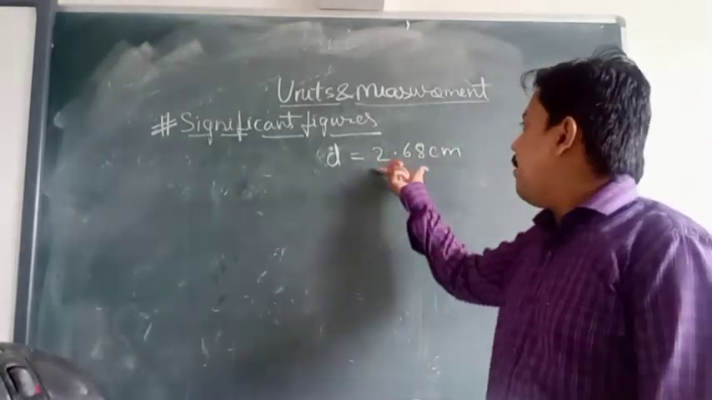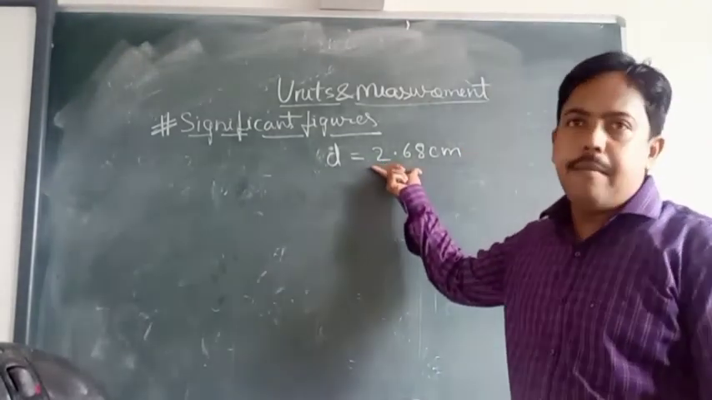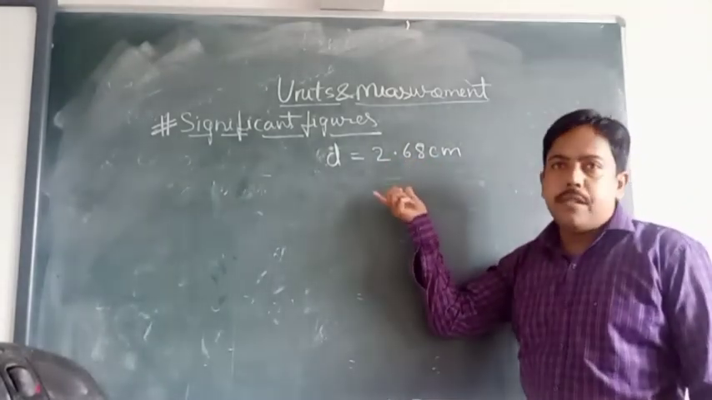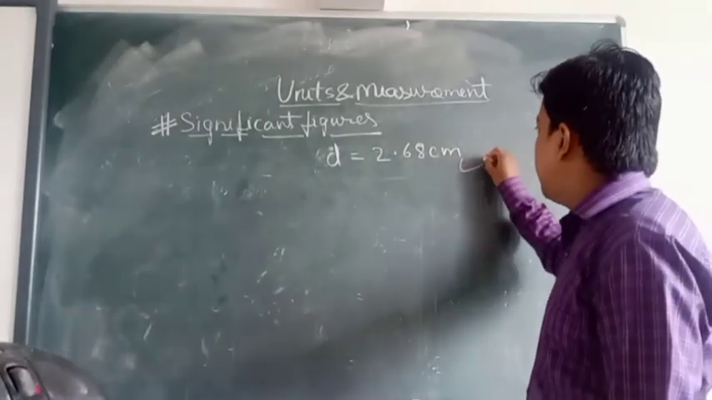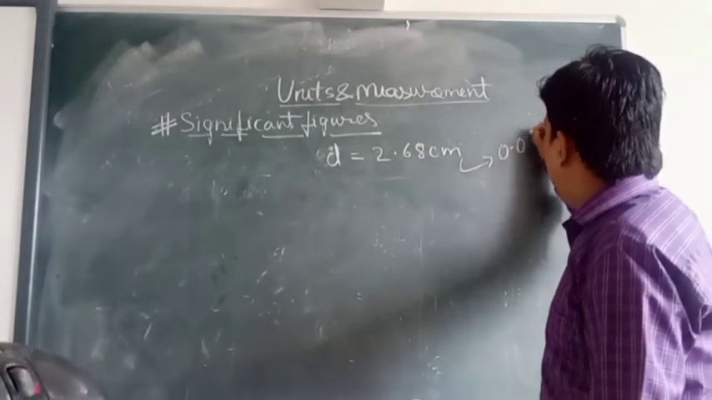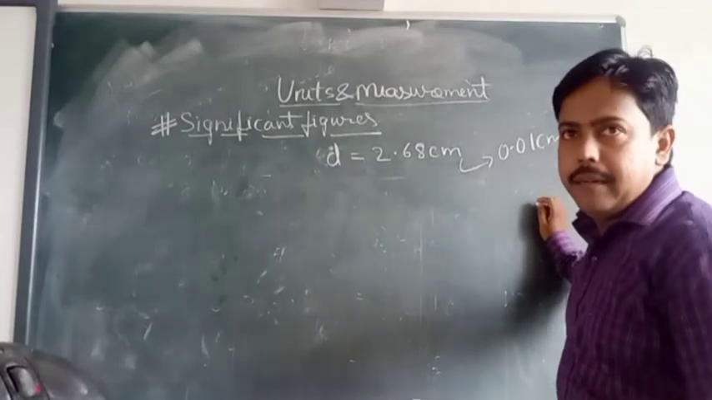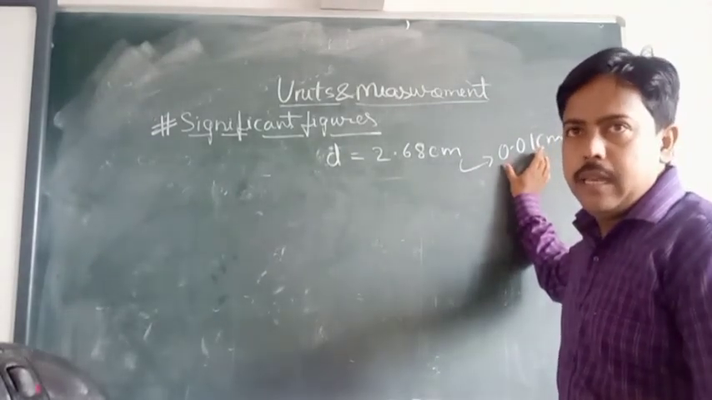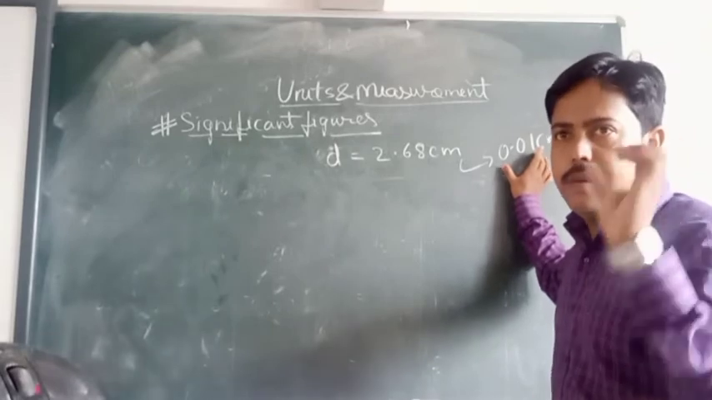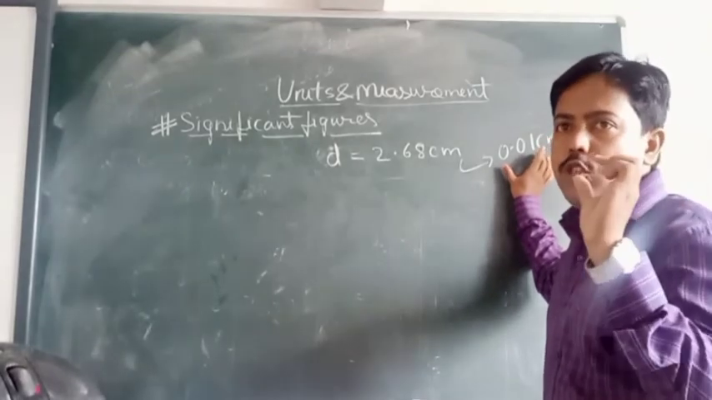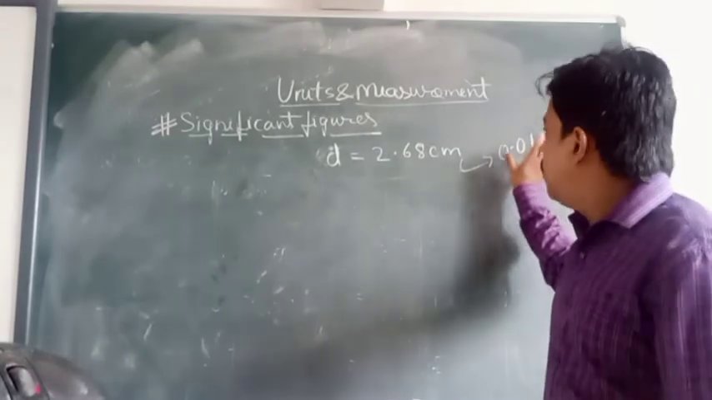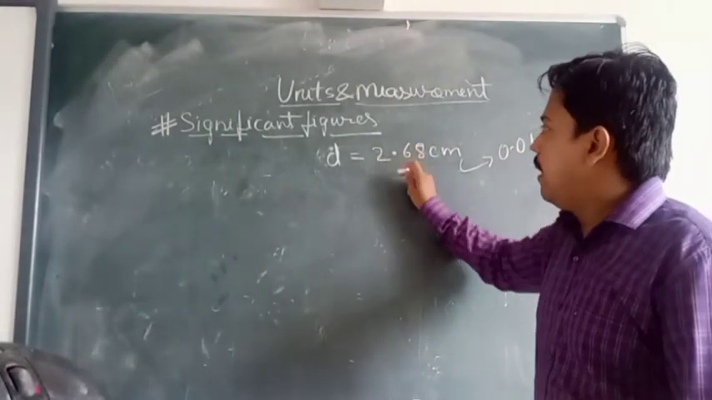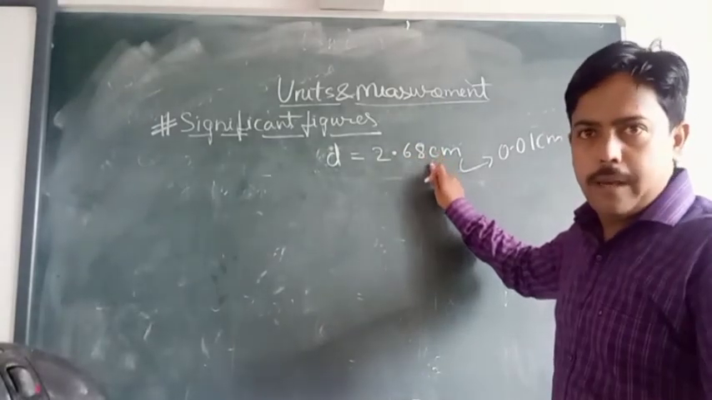So here I have measured the diameter with vernier calipers, and it has a least count of 0.01 centimeter, okay. This is the smallest measurable unit. Least count is the smallest measurable unit which our instrument can measure. So just because of that, it has its reading till 2 decimal places, okay.